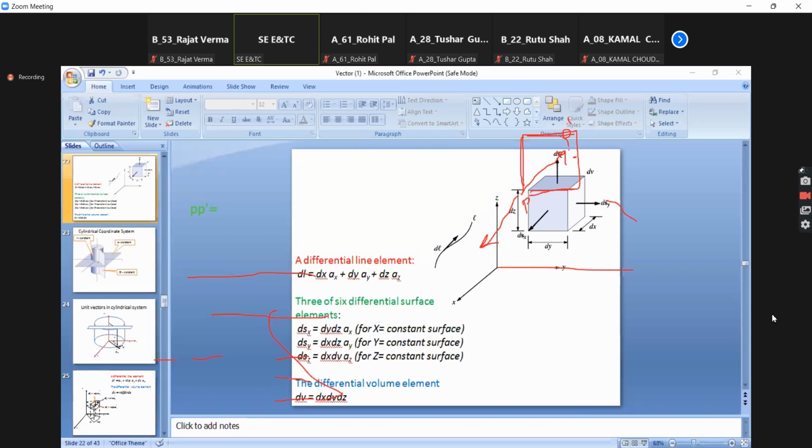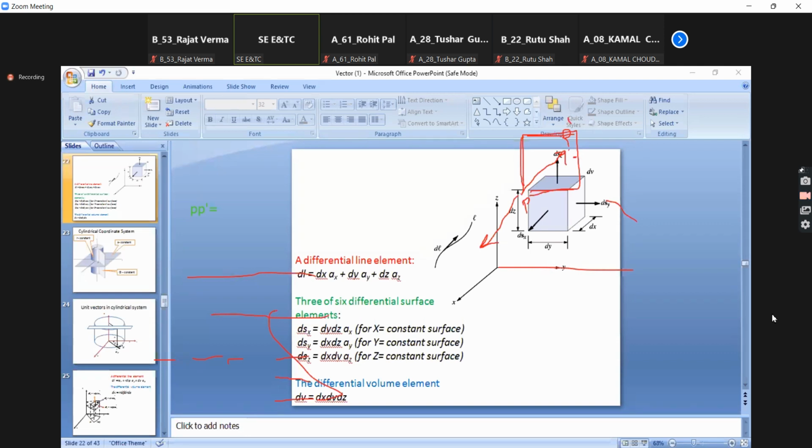तो आपको कैसे सोचना है, अगर yz plane है तो कौन सा एक्सिस परपेंडिकुलर जाएगा? x के अलावा कौन सा यूनिट वेक्टर रहता है? a bar x, and therefore यहाँ पे लिखा है a bar x. Same logic goes for y is equal to constant and z is equal to constant.